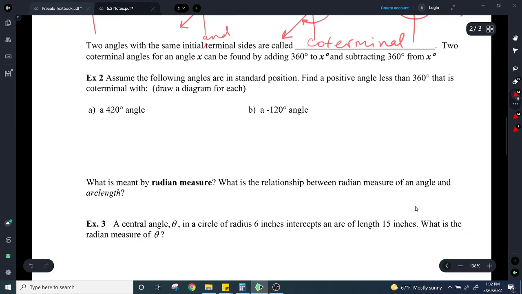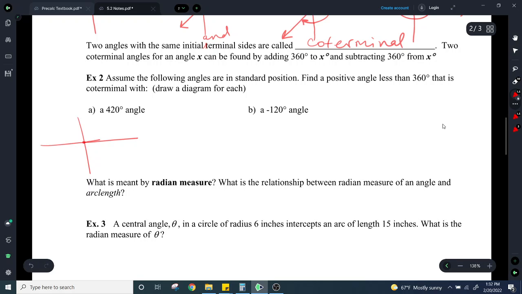Let's do a couple examples. Assume the following angles are in standard position. Find a positive angle less than 360 that is coterminal with the given angle. All right, so let's start with 420 degrees. So 420, first of all, let's figure out where that puts us. I always like to draw a picture. I think that kind of helps me keep everything straight. So let's draw a picture first.